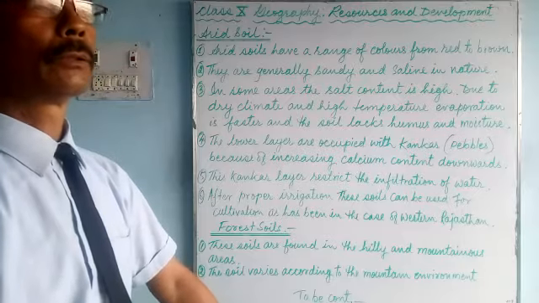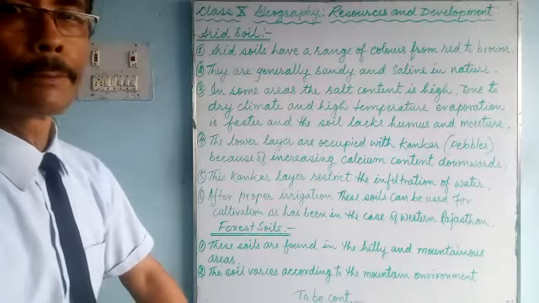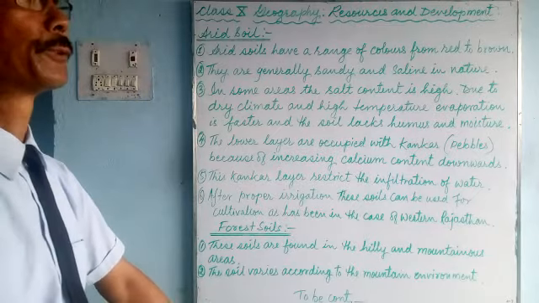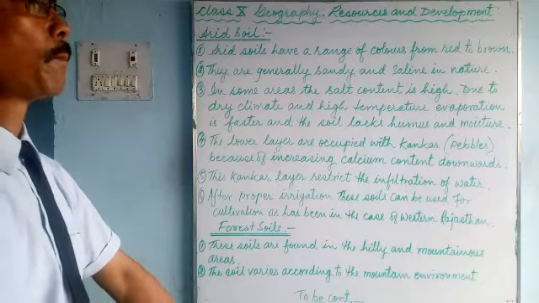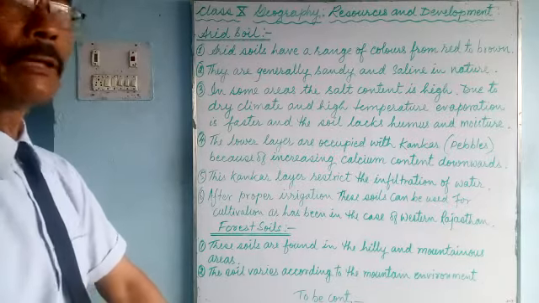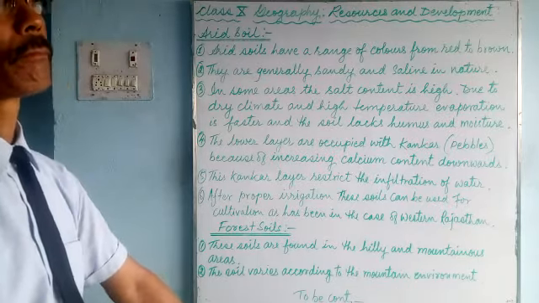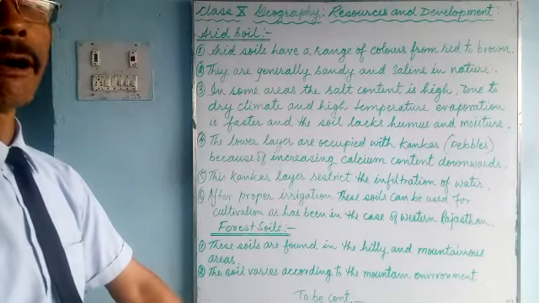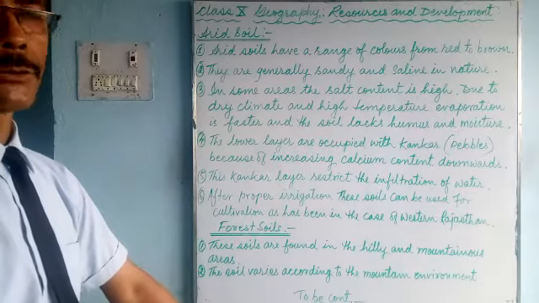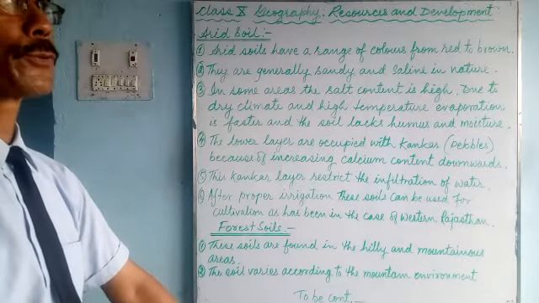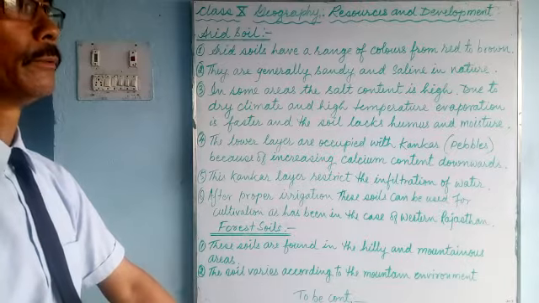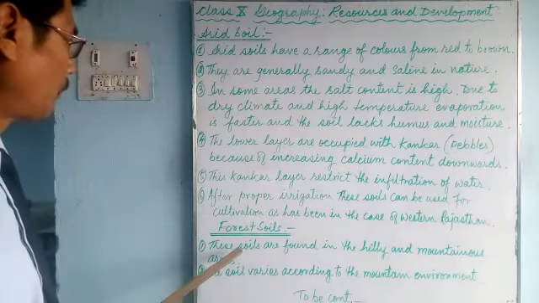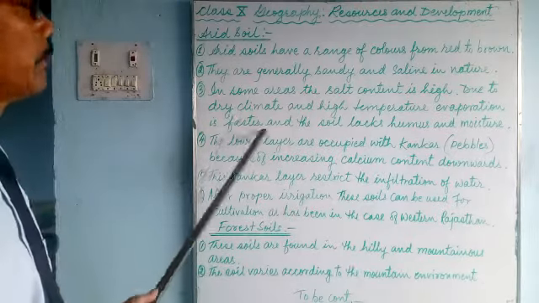Let's continue our lesson in geography. We are doing physical resources and developments. So, in our previous class, we studied various types of soils that are found in India: alluvial soil, red soil, black soil. Now we'll talk about arid soil, then we'll talk about forest soil. First we'll talk about arid soil.